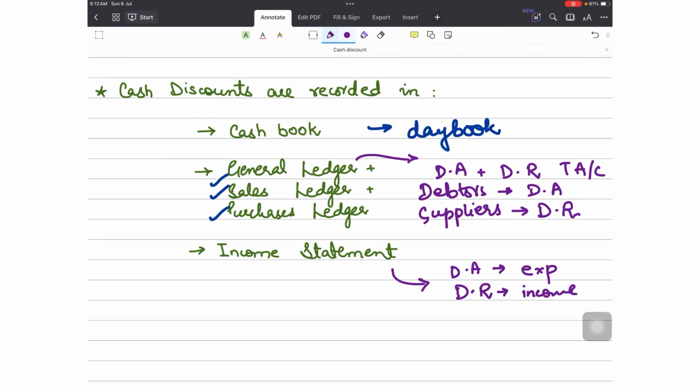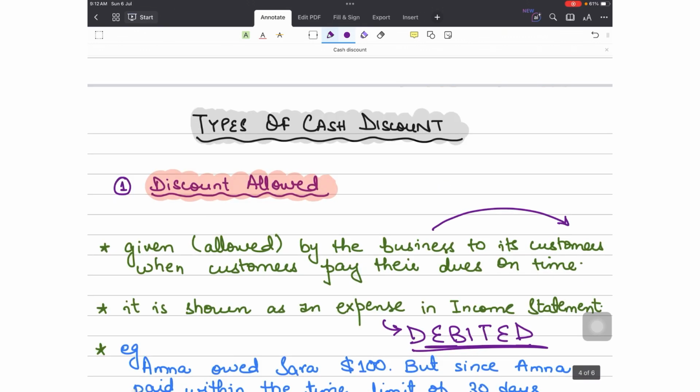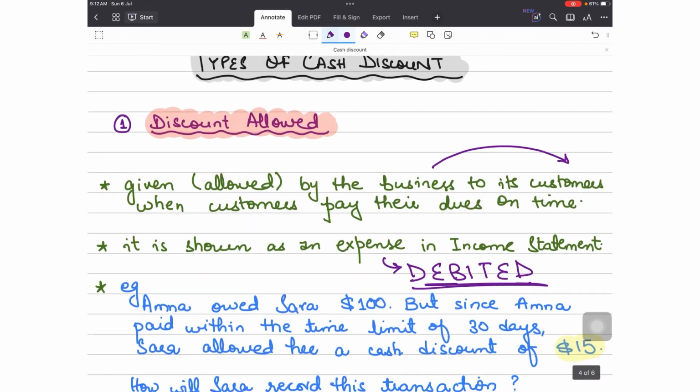Trade discounts are not recorded. We make double entries, we transfer them to the T accounts from the day books, we record them in the financial statements. Cash discounts only, not trade discounts. Now let's cover the types of cash discount one by one.